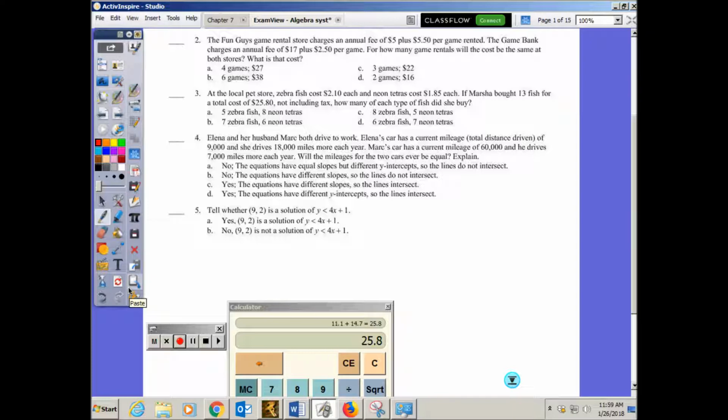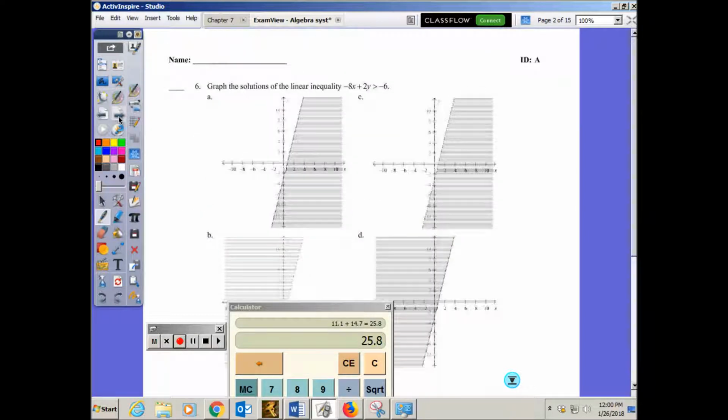So we're going to plug this in. 4 times 9 is what? It's 36. Plus 1 is 37. Is 37 greater than 2? Yes. So it is a solution. It is a solution. That's all. When I ask is it a solution, you're just plugging numbers in to check.